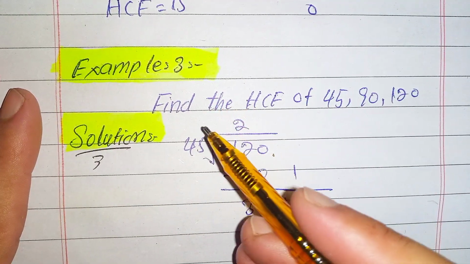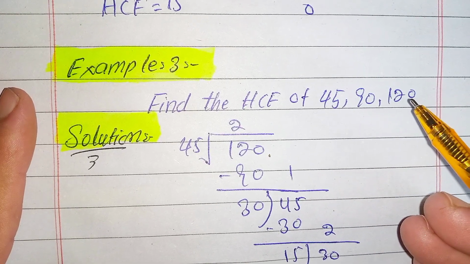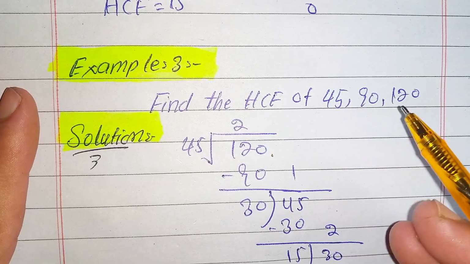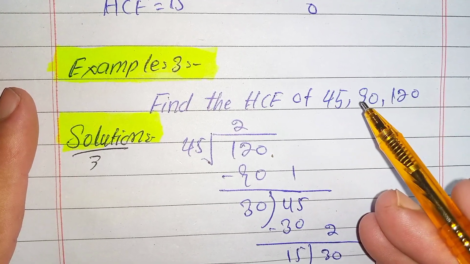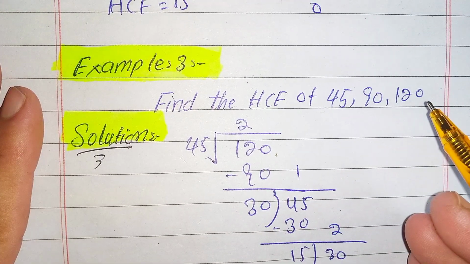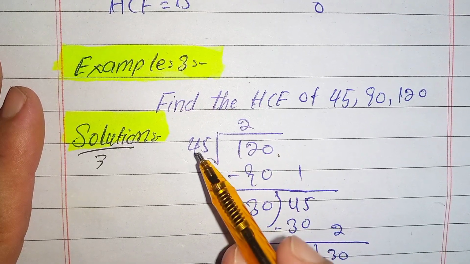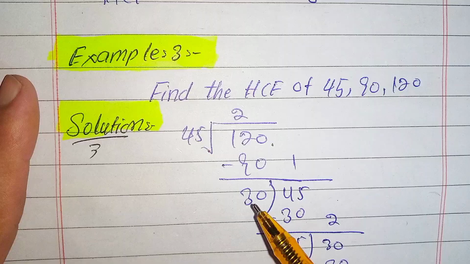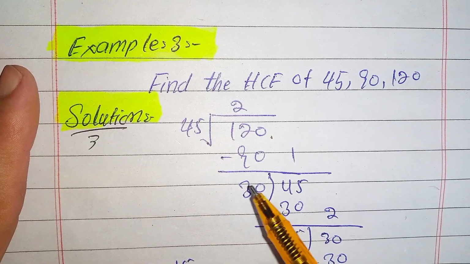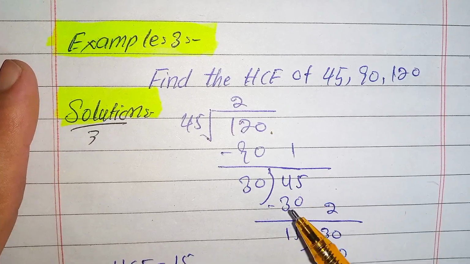Now, in the third example, we have to find out the HCF of three numbers, 45, 90, and 120. First of all, we will find the HCF of any two numbers and then we will find the HCF of that result with the third number, right? So first of all, we will find the HCF of 45 and 120. We will divide the larger number 120 by 45. 45 times 2 is 90, the remainder is 30. Now we will divide 45, which is the divisor of the first step, by the remainder of the first step, which is 30. 30 times 1 is 30, the remainder is 15.